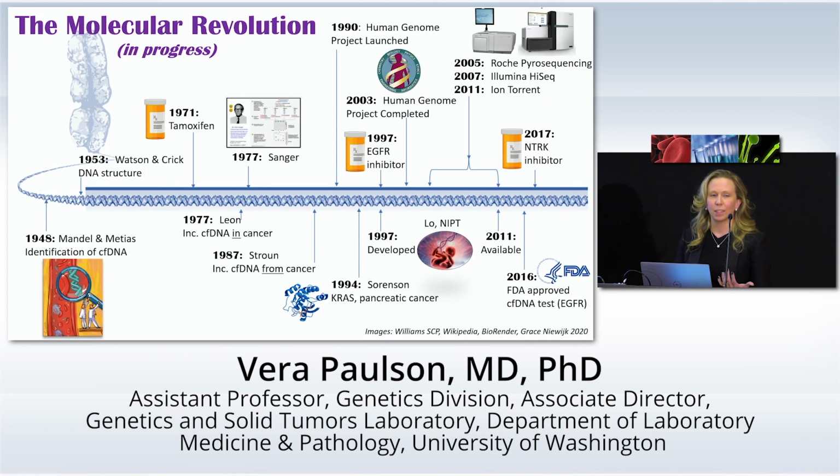This timeline highlights advances in cell-free DNA against important benchmarks in the molecular revolution. It was first identified in 1948 by Mandel and Metais, and it would take about 30 years for them to understand that this was actually an analyte that was increased in cancer, and another decade after that before they understood the increase was actually from cancer. It wasn't until the early 90s, however, that Sorenson et al. actually demonstrated that the KRAS mutations that they were detecting in cell-free DNA and circulating tumor DNA in the blood were identical to the ones that they were seeing in pancreatic cancers, right?